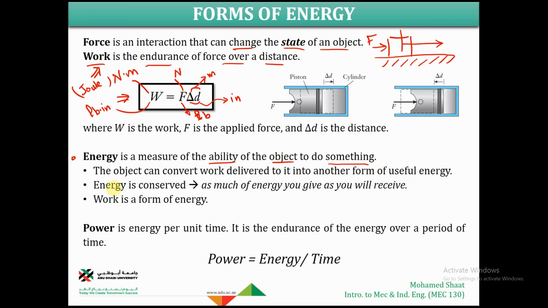The system can convert any work delivered to it into another form of useful energy. And that's why we say that energy is generally conservative. It means that it is maintained; in other words, as much energy as you give is as much as you will receive. If you give a certain amount of energy, you will receive the same amount of energy. Why? Based on the conservation of energy principle, energy is conserved, but it can be converted from one form to another.